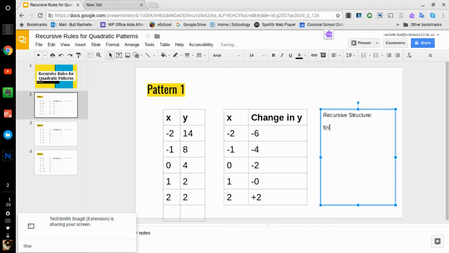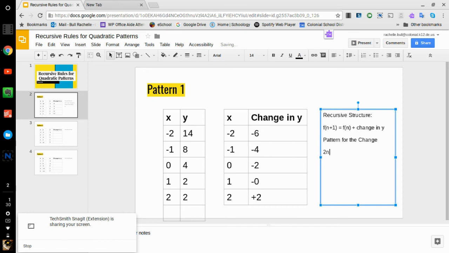So we always have f of n plus 1. My next one is what I have now plus the change in y. Since the change in y isn't a single number, we actually have to figure out what is the rule for the change. The pattern for the change, we know that's going up by 2 every time, so that's 2 times n.